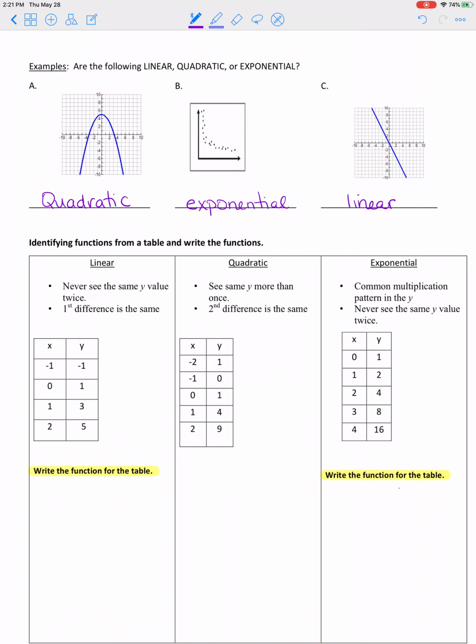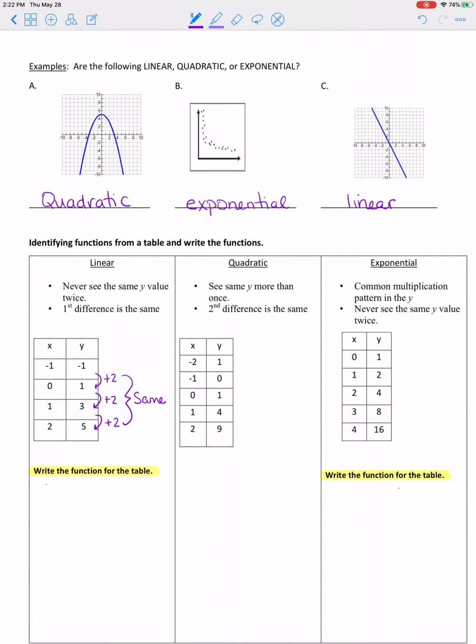All right, let's take a look at a table. So when you are looking at a linear table, you are never going to see the same y value twice. Nothing's going to repeat. And the first difference between the outputs is the same. So what that means is if I look at the difference between these two values, 1 minus negative 1 means we added 2. To get from 1 to 3, we added 2, and from 3 to 5, we added 2. Because these are the same, that indicates that this is going to be a linear function.